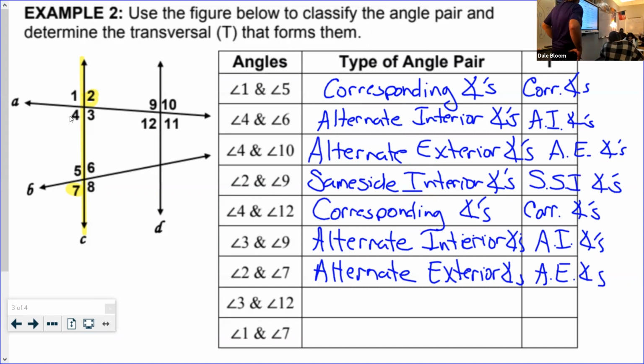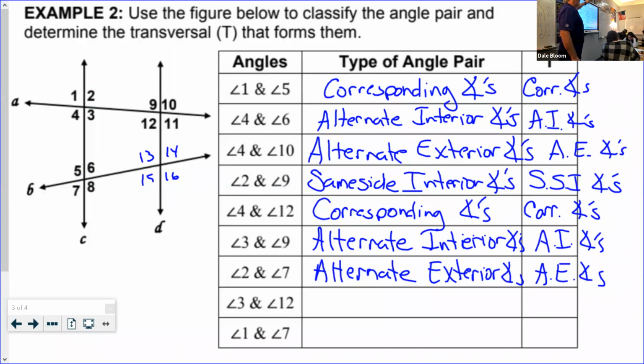Okay, angle 3 and angle 12. Now they're changing on us again. You guys, this is a little confusing for introducing this concept to you, but know that you could have something that looks crazy like this. I could have 4 more angles here. This is a picture from some other content we're going to see next week. It can get really crazy.